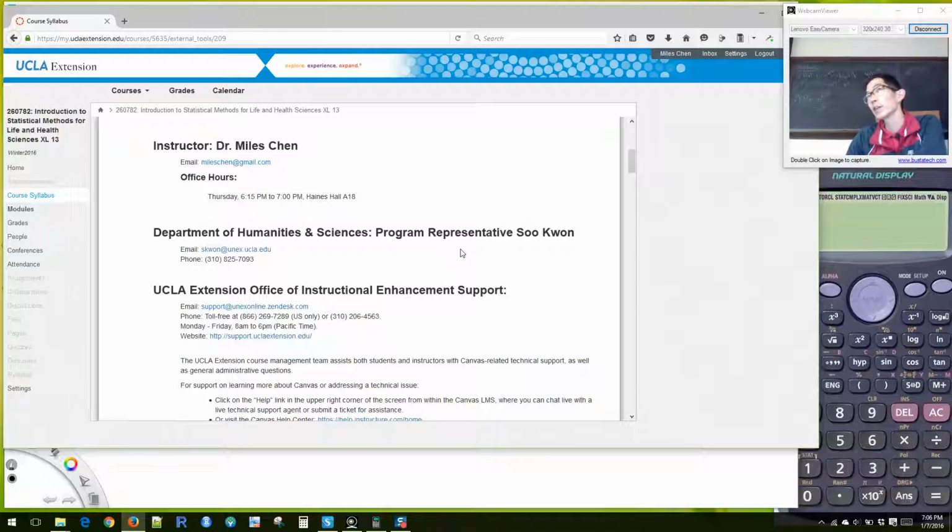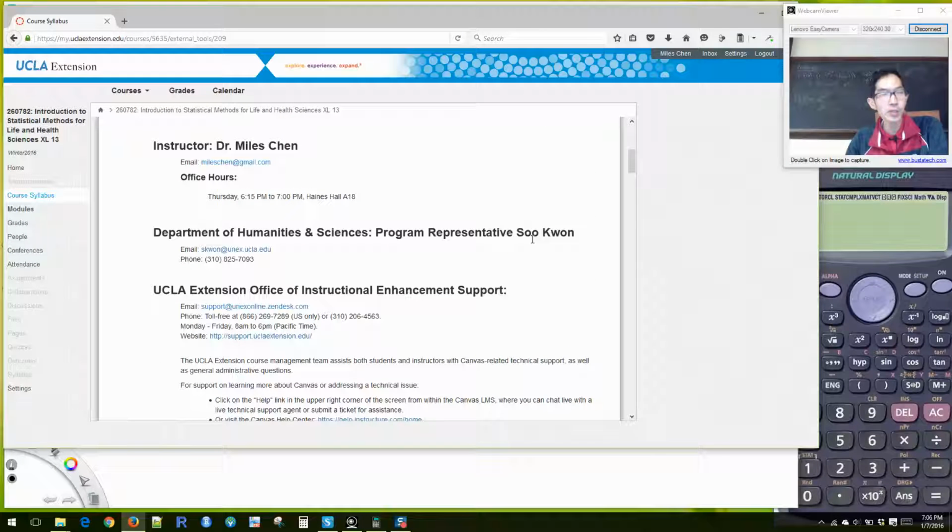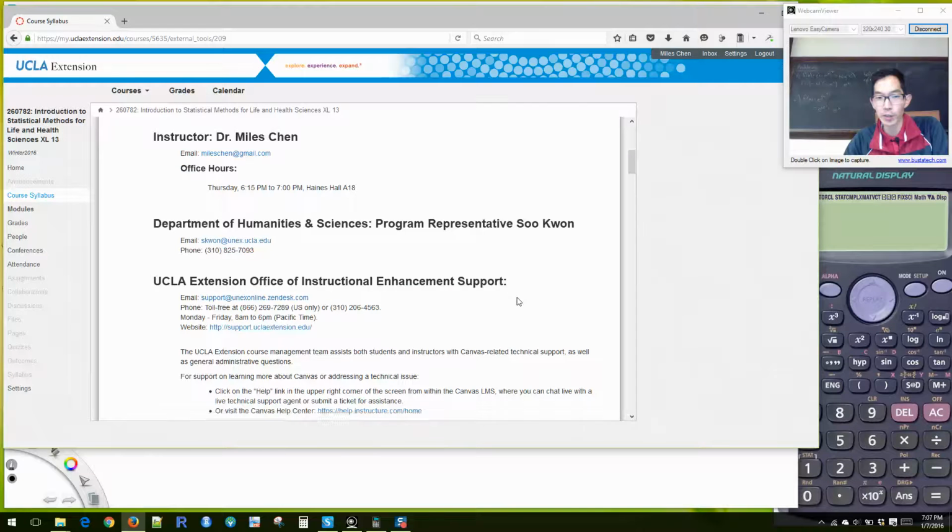If any of you have a learning disability or anything like that, you need special accommodations, you can ask Sue, but there's actually a department at UCLA Extension that handles that, and the lady you'll talk to there is Pam. But you can ask Sue for her contact information.